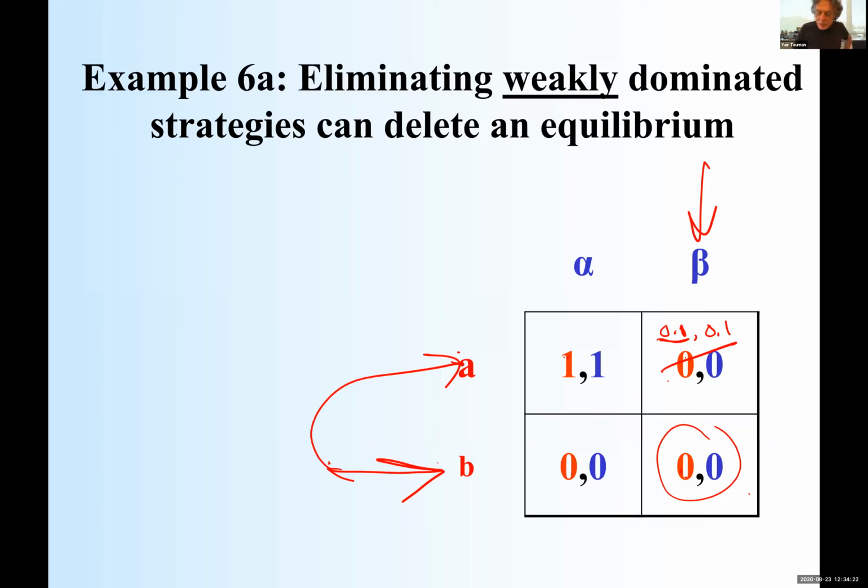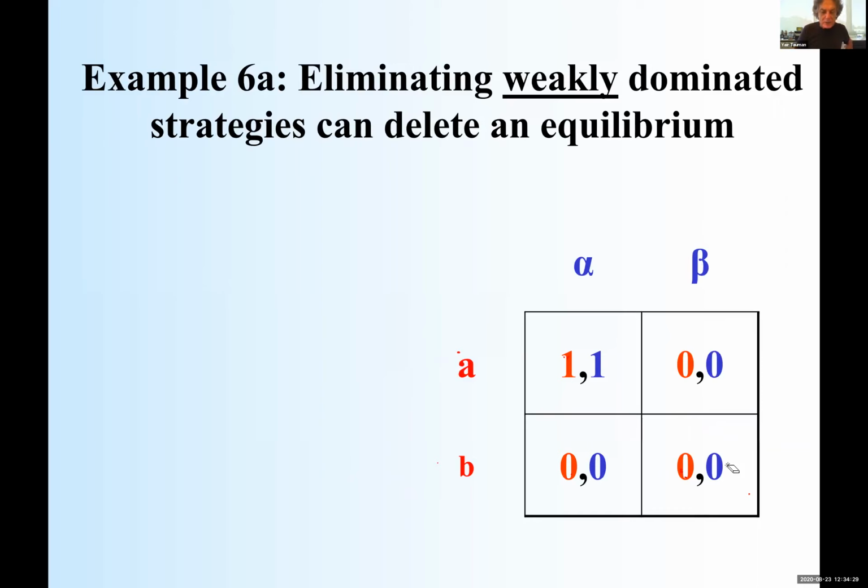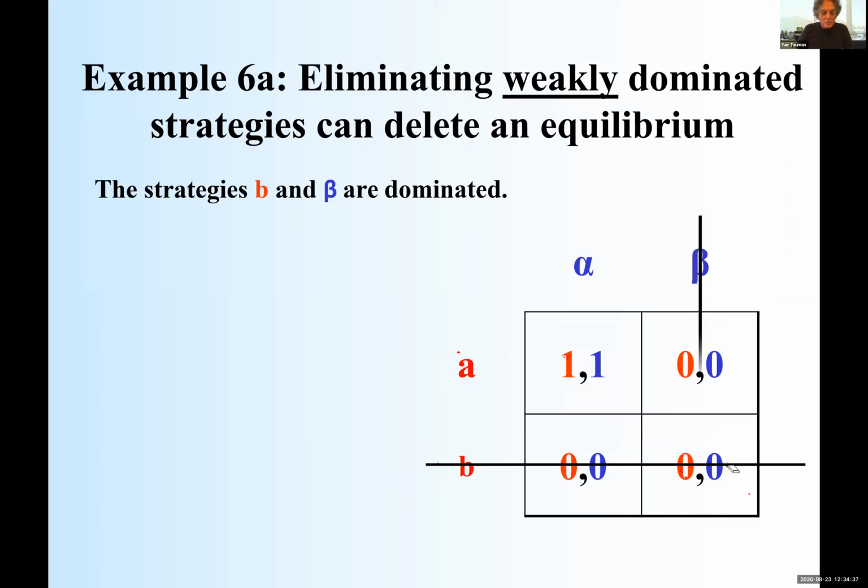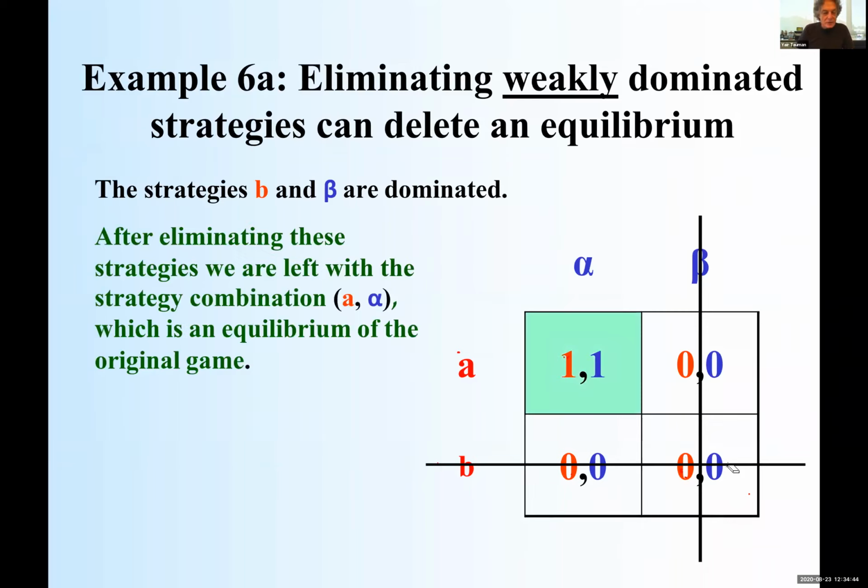Okay. We are almost there. We have one other example that I want to show you. So here, first of all, what's written, the strategies B and beta are dominated. And therefore, if you eliminate these, the only sensible one is 1, 1. However, after eliminating these strategies, we are left with the strategy combination of A and alpha, which is an equilibrium of the original game.